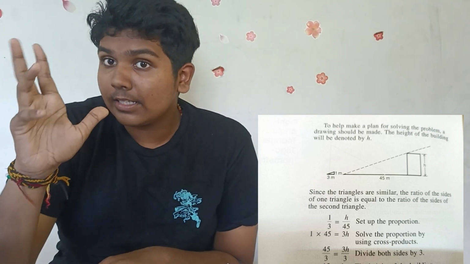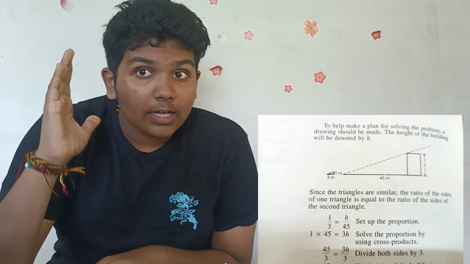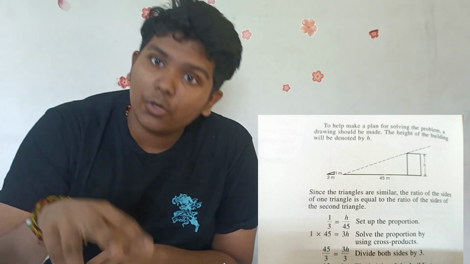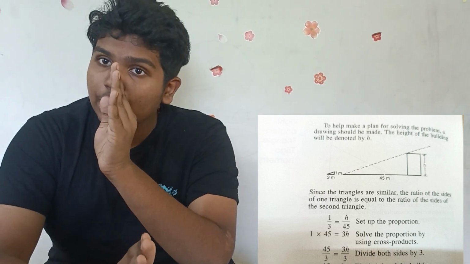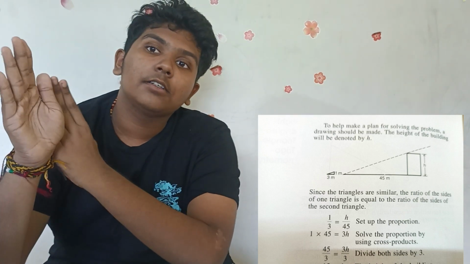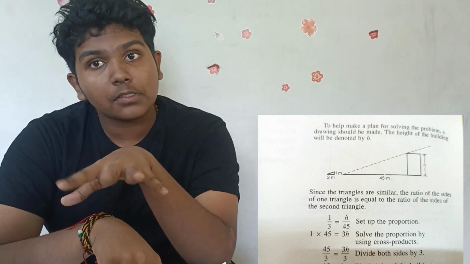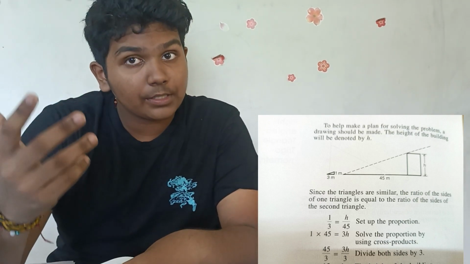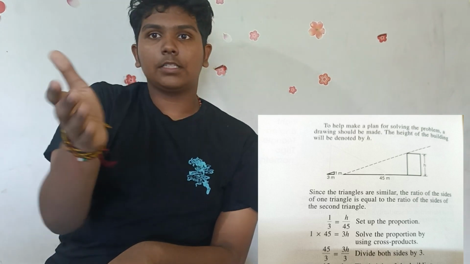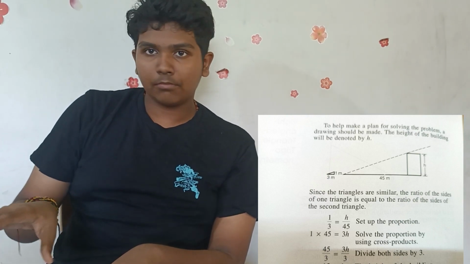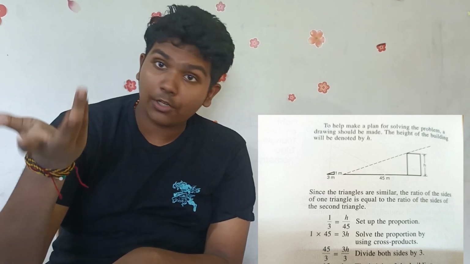1 is there and the 3 is there, so it is congruent, so it is proportional. Actually the scale's height is proportional to the building's height, the base also proportional to the building's shadow base. So how exactly can I solve it? Let's take 1 by h and the other one 3 by 45.